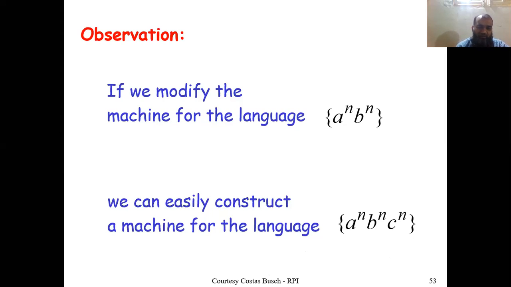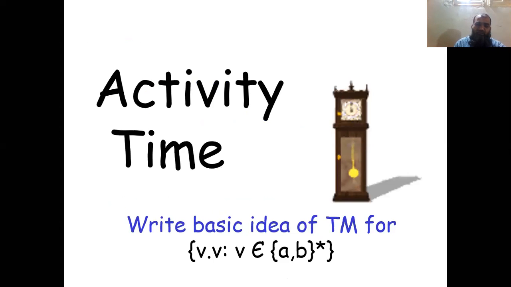If you want to design or construct a machine for A^n B^n C^n, there is a simple strategy. You just add some transitions where you convert C to Z. So you convert A to X, B to Y, and C to Z. Then come to check A and convert A to X. Then come to B, convert B to Y, and then go to Z. If all these symbols are equal, then the machine will accept. Otherwise, reject.